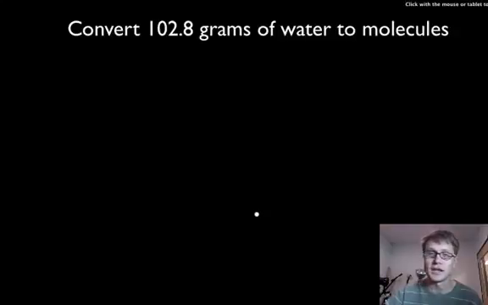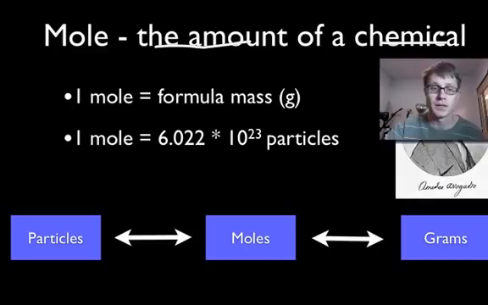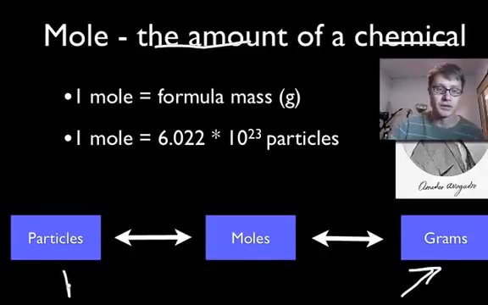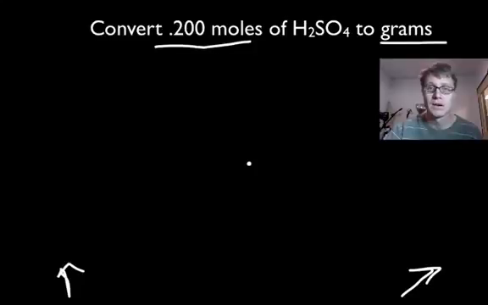Okay, let's go to a little bit harder one. This one we're going to take 102.8 grams of water, and then we're going to figure out how many molecules that is. So if we go back to our little chart, they're telling us how many grams we have, and we have to go all the way over here to particles. So I'm going to have to use both of these conversions. This conversion is going to get me from grams to moles, and then this conversion is going to get me to the actual number of particles. So let's take a stab at that.